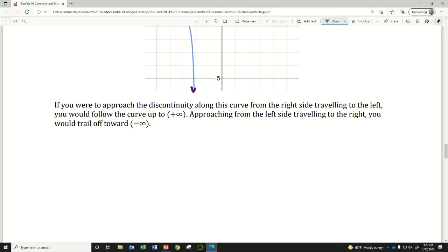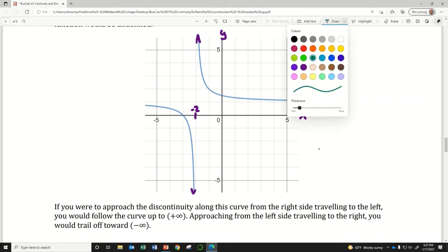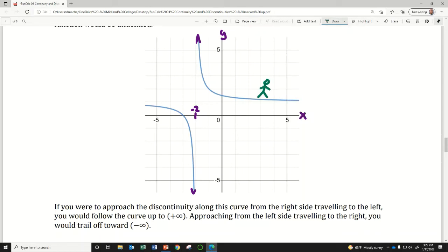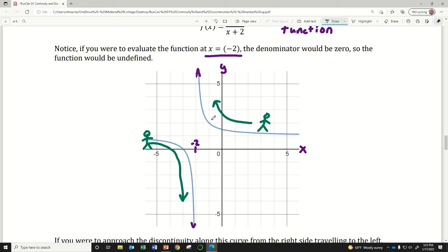If you were to approach the discontinuity along this curve from the right side traveling to the left, imagine yourself on the right side of the discontinuity, and you start to travel to the left, you're actually going to follow the curve up to +infinity. But if you were to approach from the left side, going to the right, you'd be following this curve down towards -infinity. This is what we call an essential discontinuity, or sometimes an infinite discontinuity, because on either side of the discontinuity, we're approaching an infinity, either +infinity on the right side or -infinity on the left side.